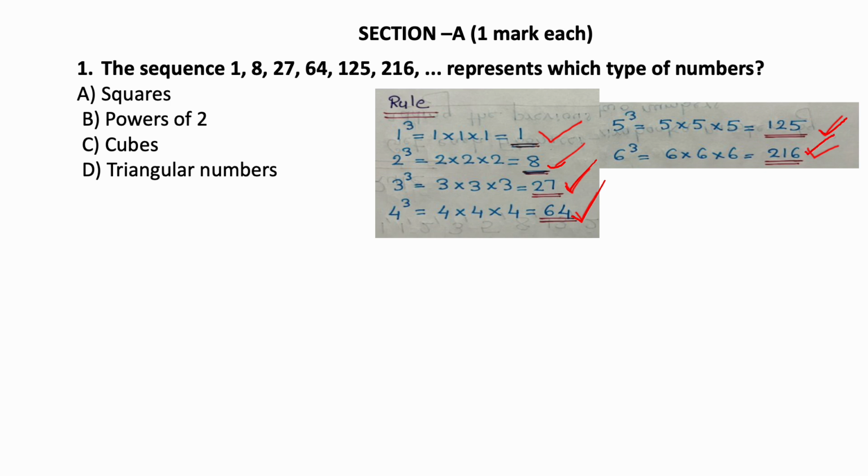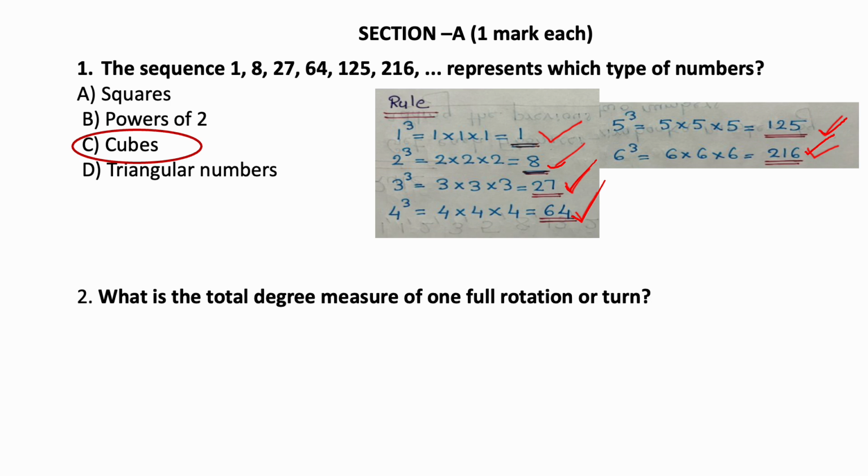So, this represents cubes. Next one, what is the total degree measure of one full rotation or turn? 90 degree, 180 degree, 270 degree, 360 degree. What is the total degree measure of one full rotation or one full turn? That is 360 degree.